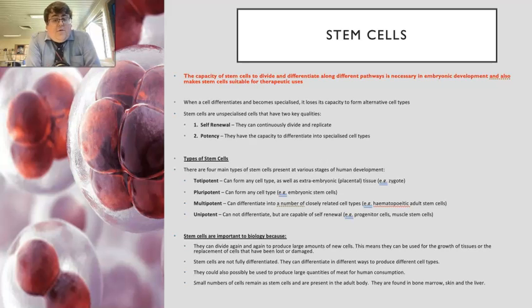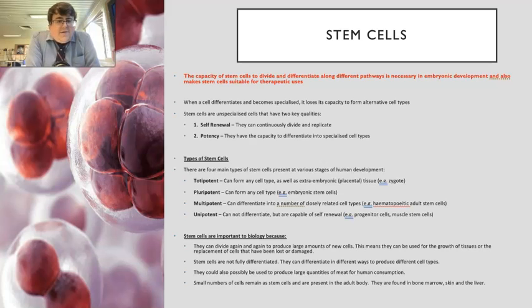There are 4 main types of stem cells that you need to know. There's totipotent, which can form any cell type, including extraembryonic placental tissue, so zygotes, etc. Then you have pluripotent cells. They can form any cell type, but not the extraembryonic tissue. Then there's multipotent. They can differentiate into a number of closely related cell types. And then you have unipotent, which can't differentiate, but they can self-renew. So talking about stem cells in the muscles, etc.